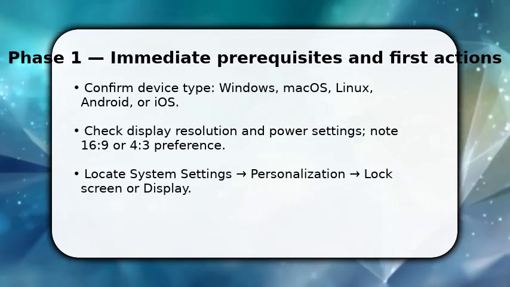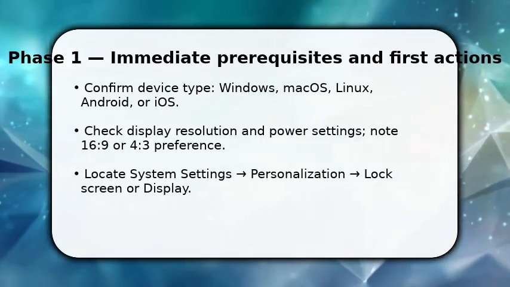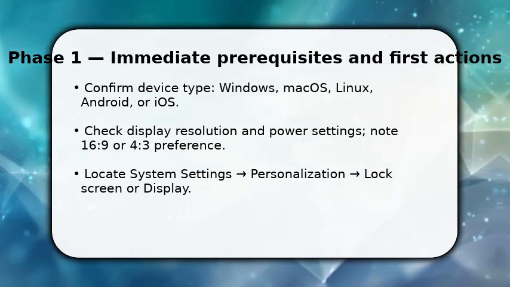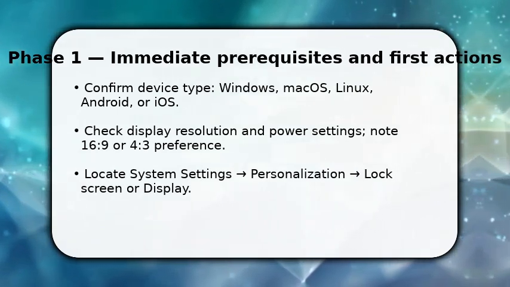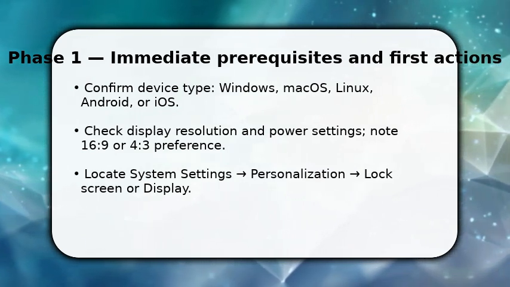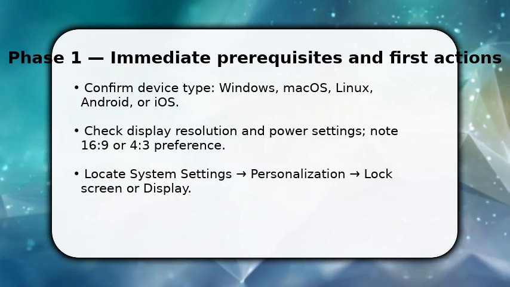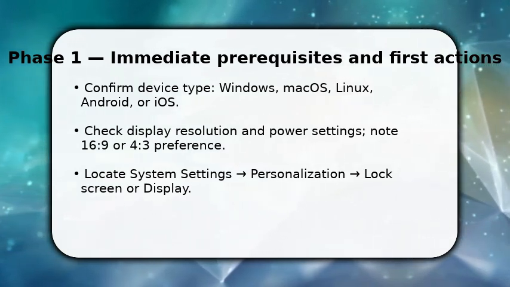You start by confirming the device and OS because the installation path differs. Next, open System Settings and go straight to Personalization or Display. This gets you to Screensaver or lock options fast. Once there, check Resolution and Power Preferences so the screensaver runs correctly without dimming conflicts.